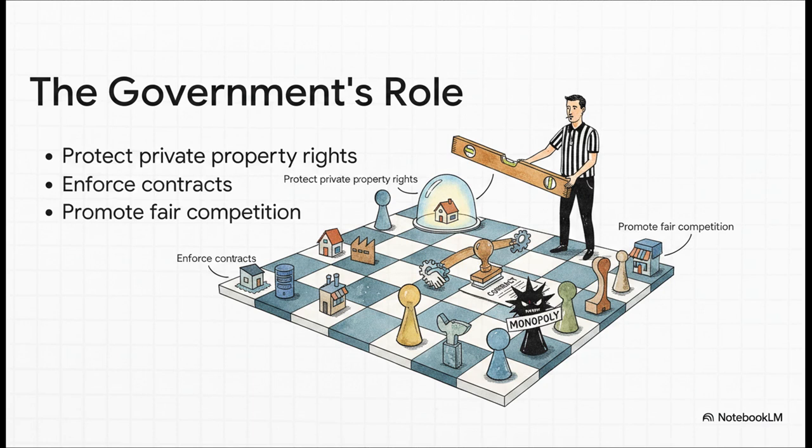Now, the government's job isn't to pick the winners and losers. Its job is to make sure there's a level playing field for everyone. It's there to protect private property, to enforce contracts so that a deal is a deal, and to prevent monopolies so that competition stays fair and healthy. In short, the government sets the rules of the game so that everyone has a fair shot.